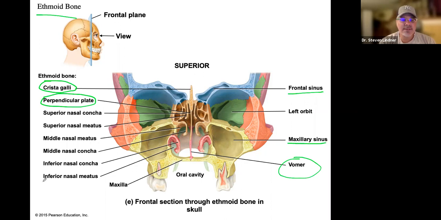We can also see the inferior nasal meatus, as well as the inferior nasal concha. Remember, the meatus is just that canal in the middle here. Now you can see why when you breathe air, it creates a turbine. Here's the middle nasal meatus with the middle nasal concha. At the top is the superior nasal concha with the superior nasal meatus. So perspective and orientation is really, really important.